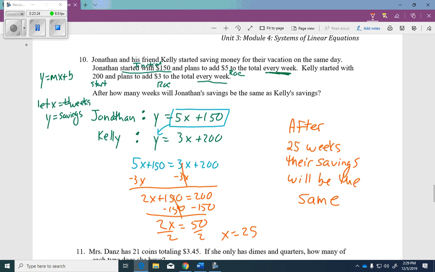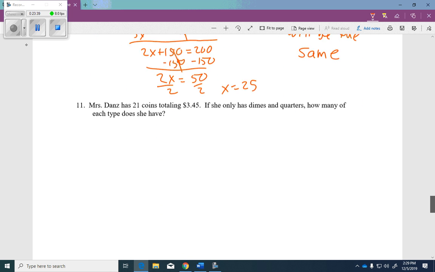And if I ask who's going to have more money at like 20 weeks, now that's still Kelly, because Kelly started with more, and Jonathan doesn't catch up until the 25th week. So those kinds of questions will be on your test. I'll be asking those.